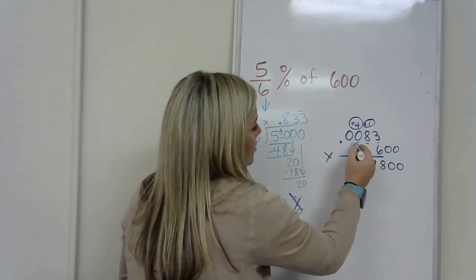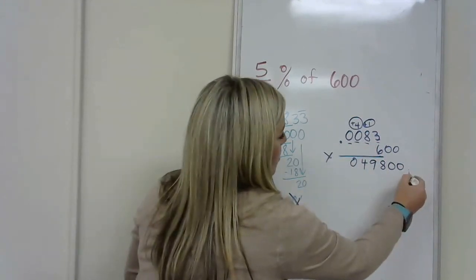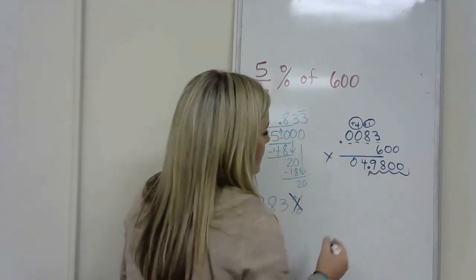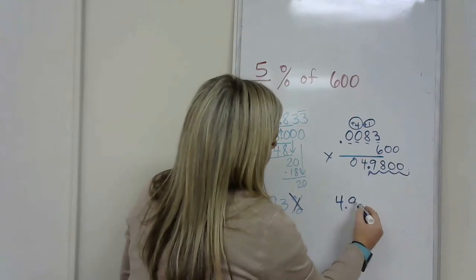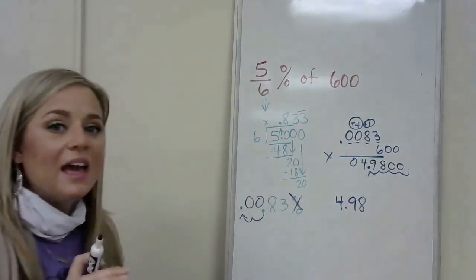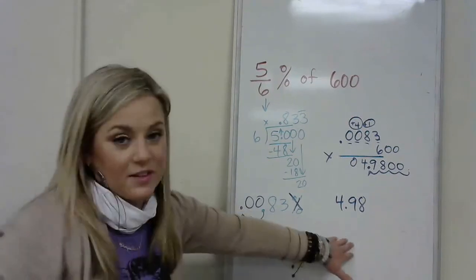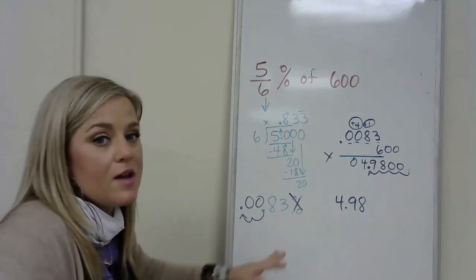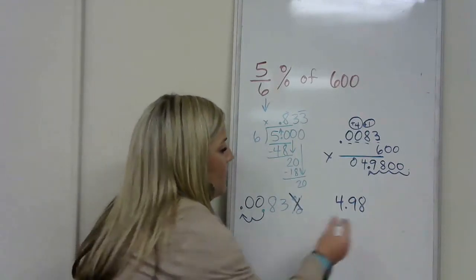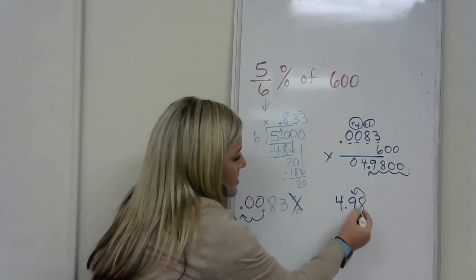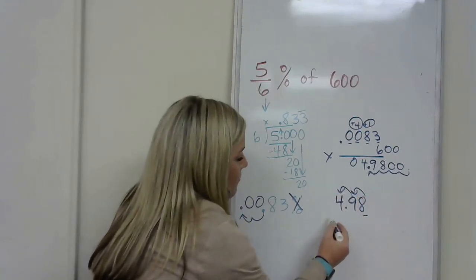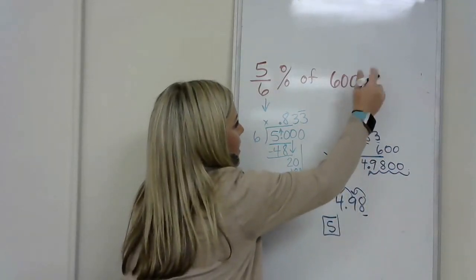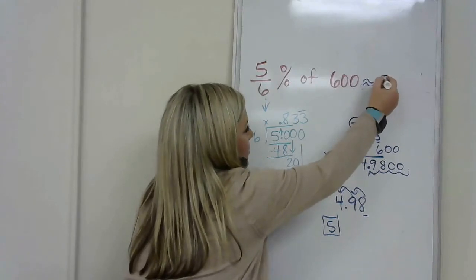So I have 1, 2, 3, 4 decimal places. 1, 2, 3, 4. All right, so I have 4.98. Now, if they asked me to round this to the nearest whole number, this 8 would bump this up to a 10, which would bump this up to a 5. And that's really close. So I would probably not even use that. I'd probably use about equal to 5.